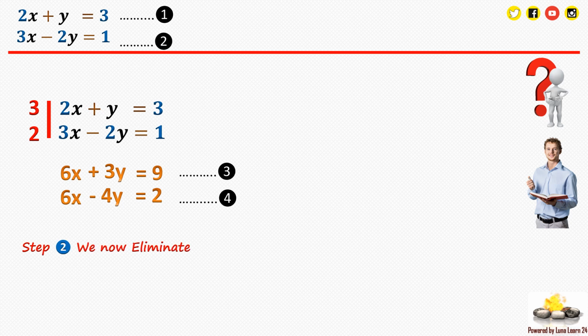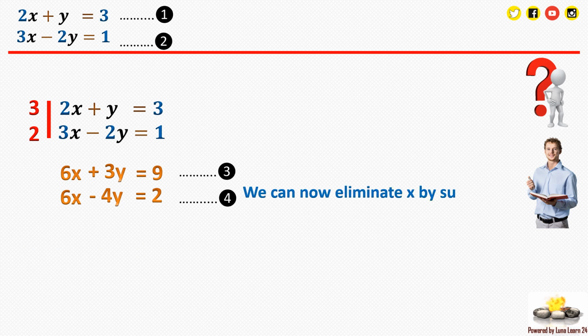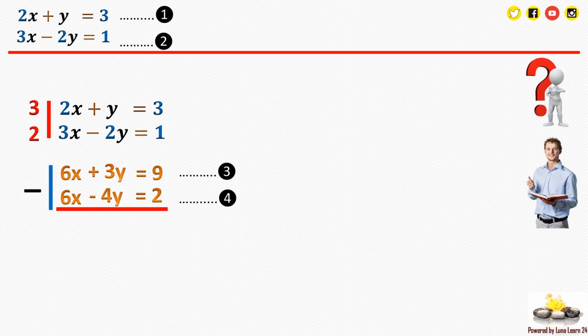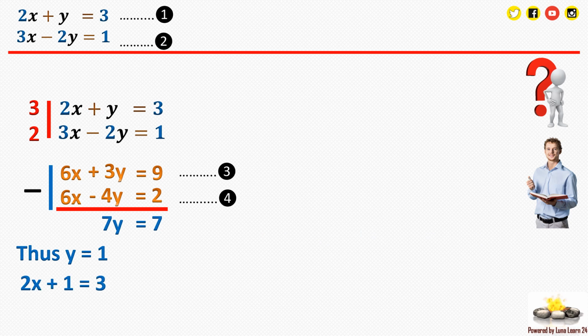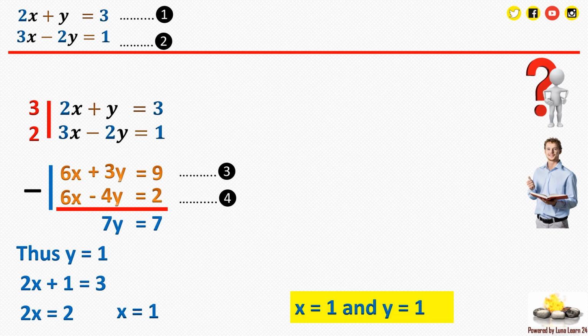We now move to step 2, which is eliminating. We can now eliminate x by subtraction. So 6x minus 6x gives us 0, and 3y minus 4y gives us minus y... 7y is equal to 9 minus 2, which is 7. We divide both sides by 7 and obtain 1. Thus, y is equal to 1. And we substitute y equals 1 into equation 1 or any other equation, and we'll have 2x plus 1 equals 3. 2x will be equal to 2 and x equals 1. Therefore, x is 1 and y is 1.